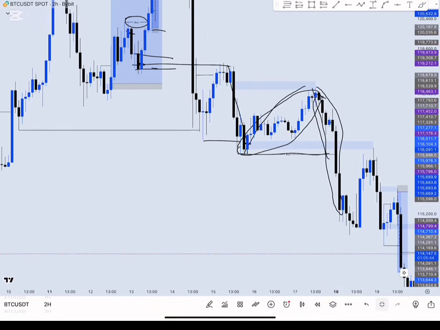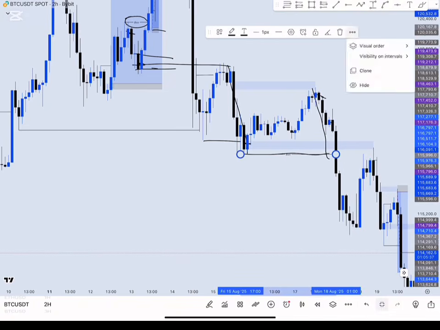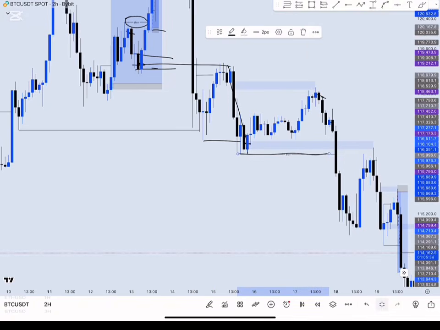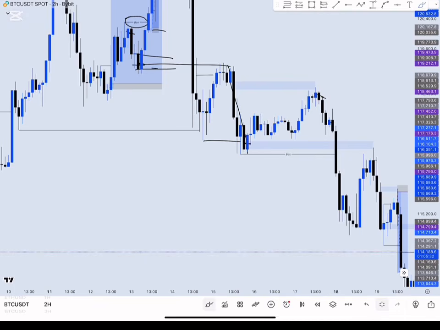True or false? True. So you can see it here. All these zones at this backside here are our breaker block. But now this is the major breaker block, which is this one here. So now you can see what happened here.